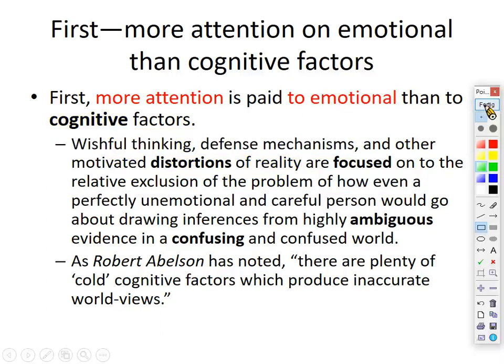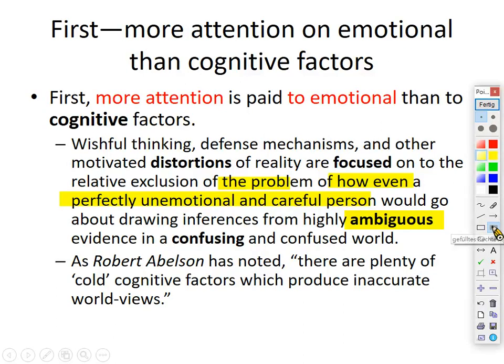And why is this important to look at how a perfectly unemotional and careful person will go about drawing inferences from highly ambiguous evidence? Ambiguous means obscure. Obscure, it is not clear evidence. So basically, when we make our decisions, we do not have a perfect set of information. Sometimes we just have information, no matter how ambiguous it is, and we still have to make our decision, right? Then why and how do we make such a decision? Psychologists don't pay too much attention to this.